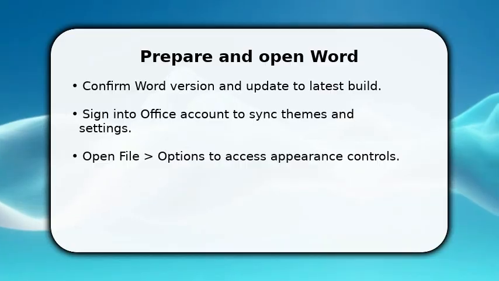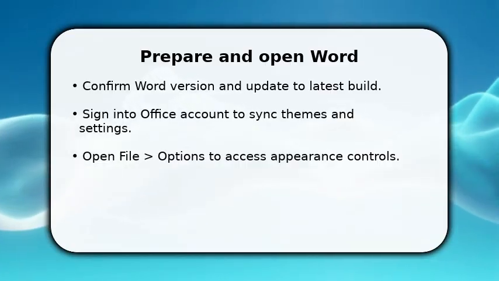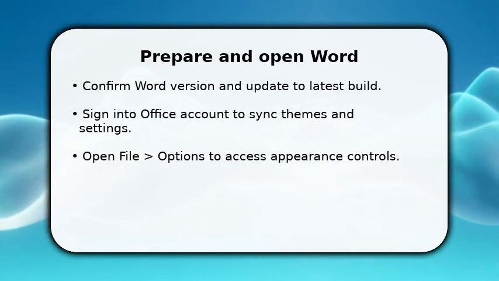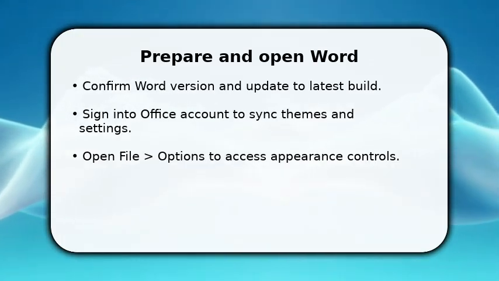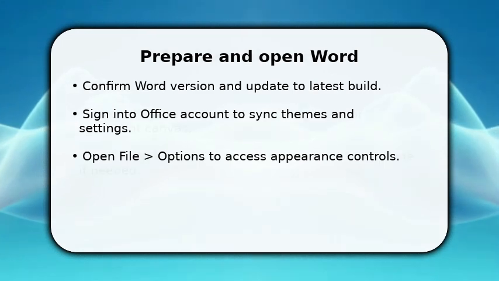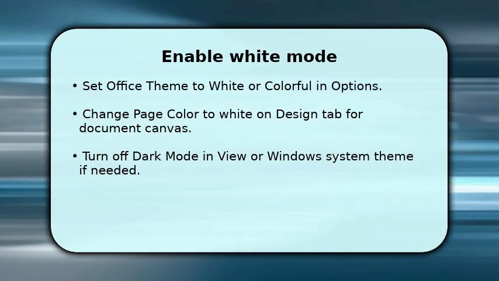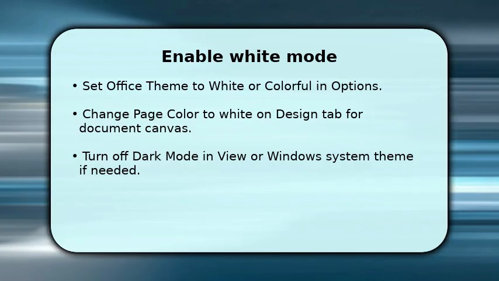Don't stop at the desktop app. Check Word Online after to compare. These first steps place you where the white mode toggle lives so you can change it now. Now enable white mode. In Options under Personalize, change Office theme to white. If you prefer accents, choose colorful but keep the background white.